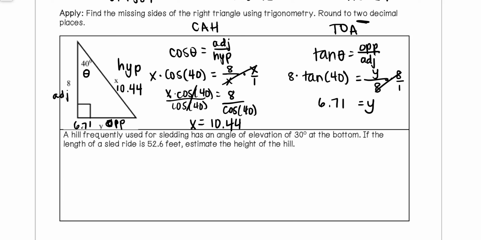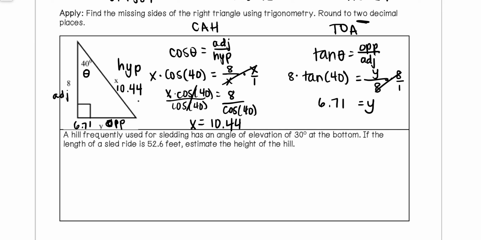So once you've solved this triangle, make sure that it makes sense. 8 and 6.71 are both smaller than their hypotenuse of 10.44, so that means it's realistic. You could even take it a step further and check it with Pythagorean theorem if you needed to find that and verify that you had solved it correctly.